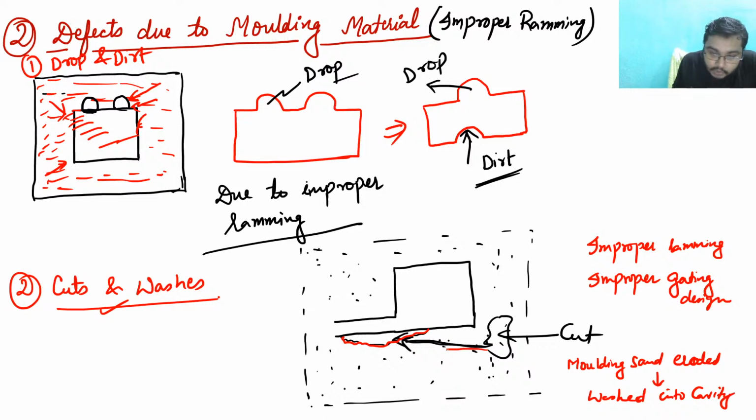Okay, see here, it is washed into this cavity. You can see here, very easily you can see here, and hence this projection. So this projection is actually known as cut and wash. This projection is known as cut and wash. So I think these things are clear to you. Okay, I hope these things are getting clear to you.